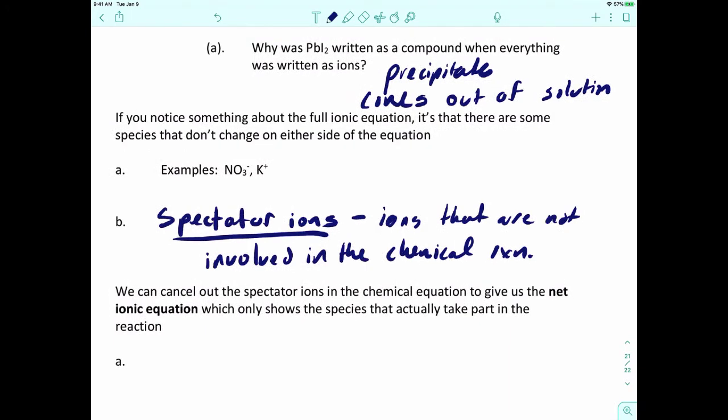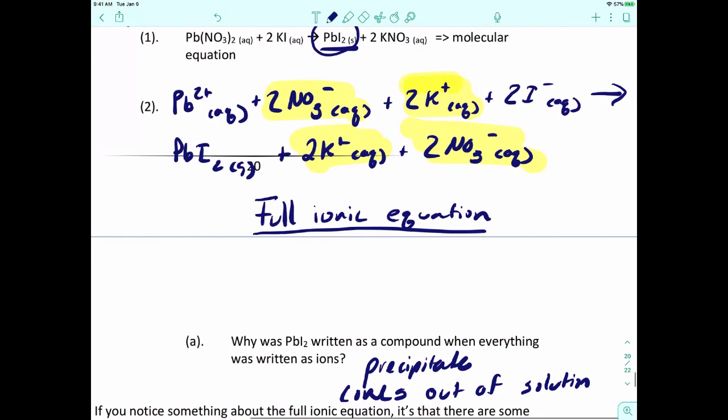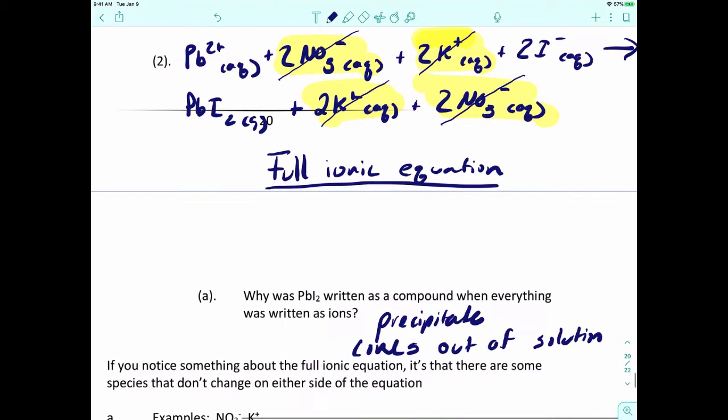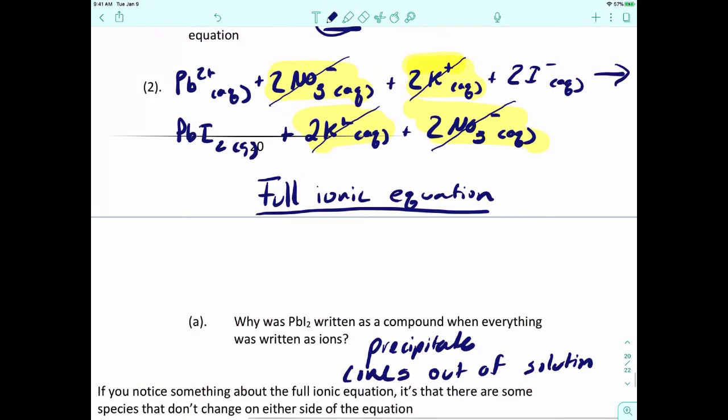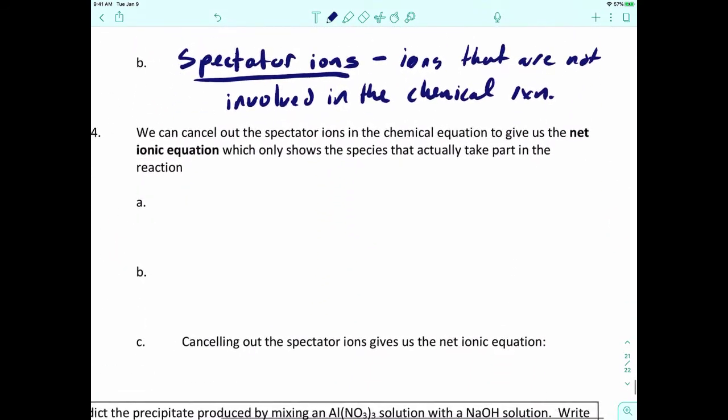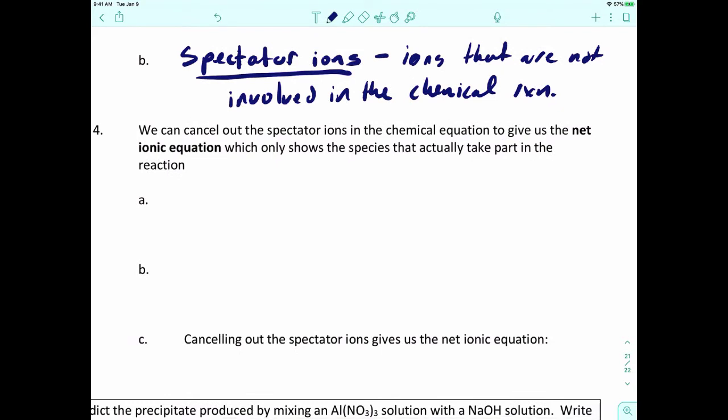Now, if we were to cancel out those spectator ions, what we're left with is something called the net ionic equation, which only shows us what species are actually taking part in that reaction. So I'll tell you what, let's rewrite this so that we've got it all straight.